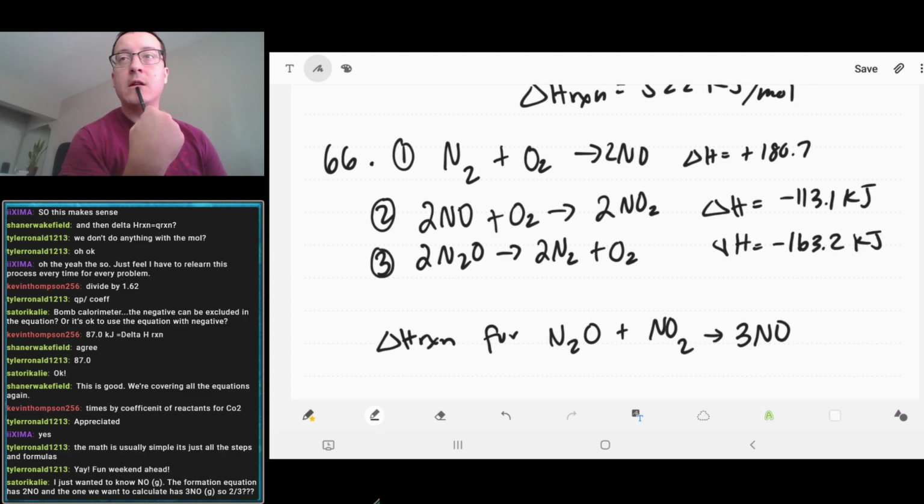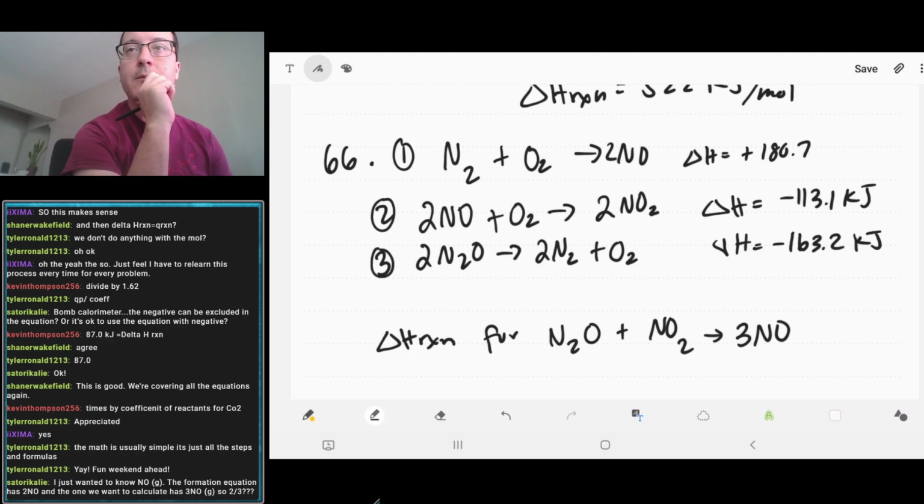Oh, I see. Yeah, we could totally do that. That would work. I like your idea. That should be nice. That could work for us. So why do we need the first equation then? Let's see. It's making NO to make NO2. Oh, I see. Okay. Yeah, that could totally work. You could multiply by a fraction, no problem.